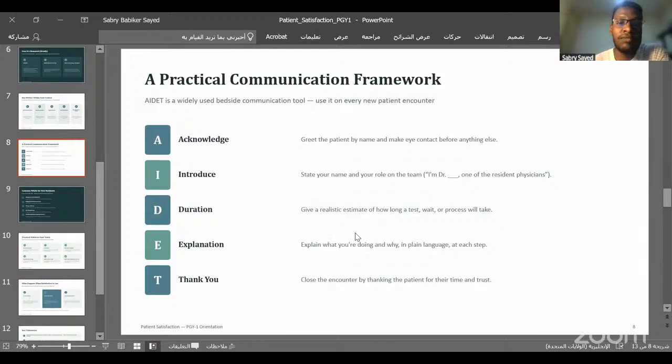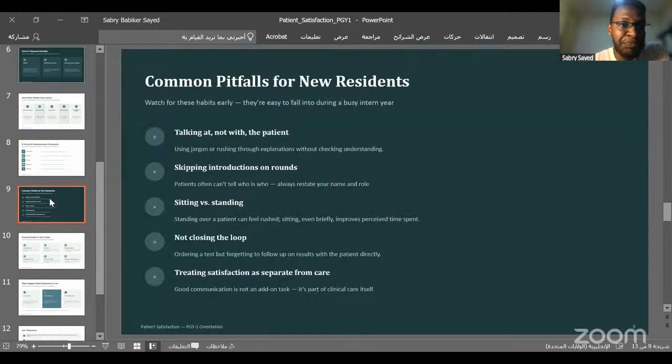And then the duration: give a realistic estimate of how long a test or wait will take for these patients. For example, the patient that we've mentioned was admitted from the ED to the inpatient ward, and you found with the healthcare team that the patient should stay in inpatient for a few days. You also have to estimate how long the patients will stay with you. Explanation: explain what you are doing to the patient and why, in plain language, not in medical language, and also thank the patient eventually.